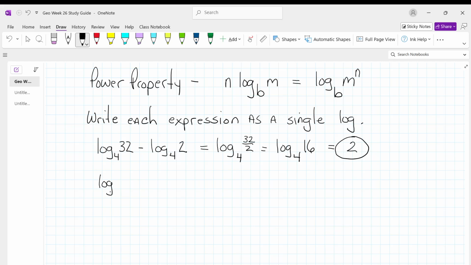Log 4 of 5x, and we're adding to it log 4 of 3x. All right, we're adding, so we're going to apply the product property. So this would be log 4 of 5x times 3x, and that's equal to log 4 of 15x squared.